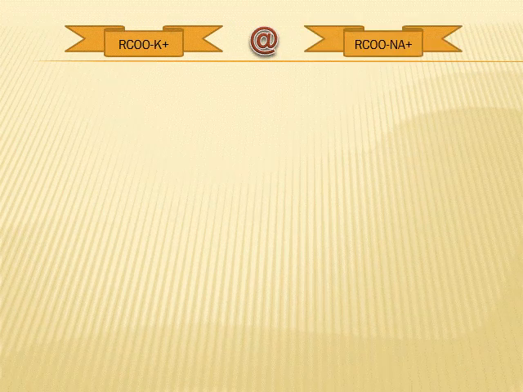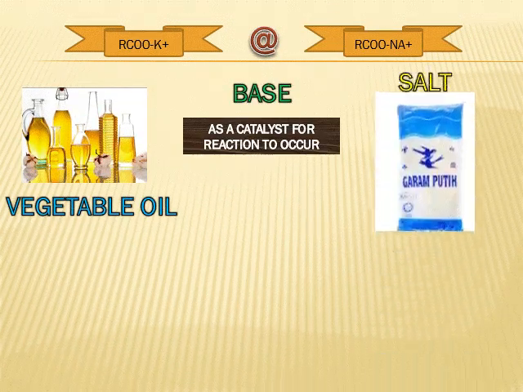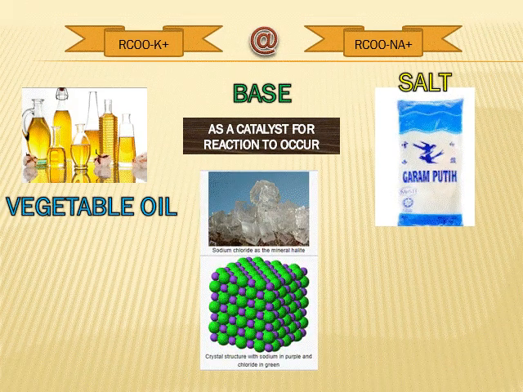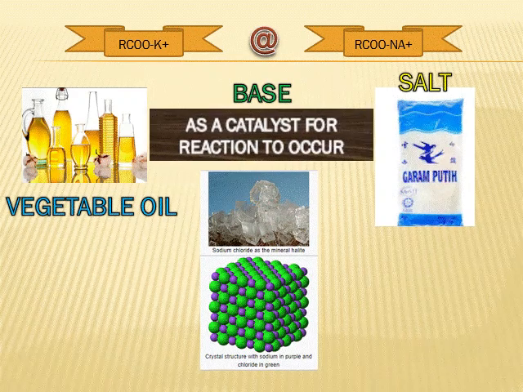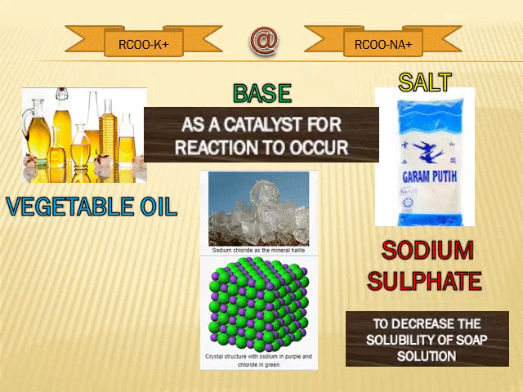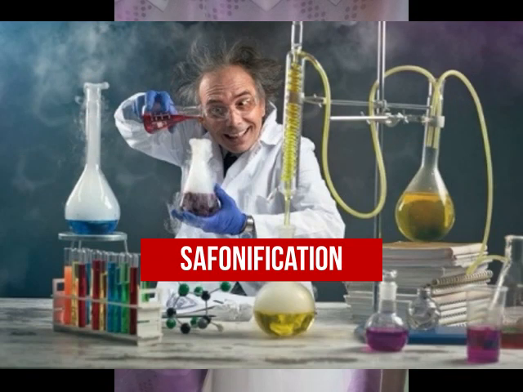Soap is actually made up of three basic elements, which are vegetable oil, base, and salt. The base that we can use is like sodium chloride, which functions as a catalyst for the reaction to occur. Meanwhile, salt like sodium sulfide functions to decrease the solubility of the soap solution. All of these three things are used to make soap via the process of saponification.